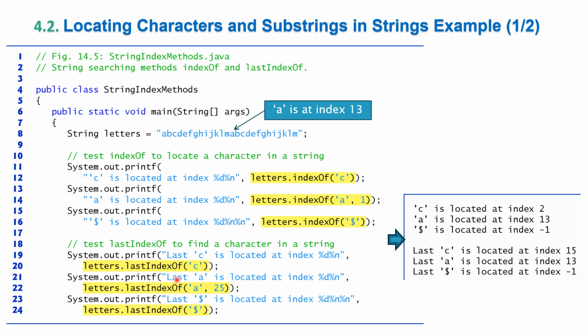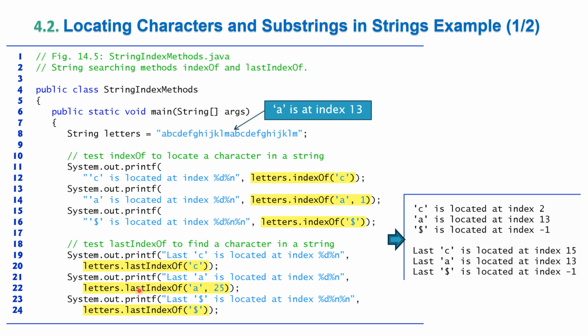Next, the program calls the method lastIndexOf on the string object letters 3 times. The first one searches for character little c from the end of the string letters. So it returns index 15, which is the index of the last character little c in the string letters.